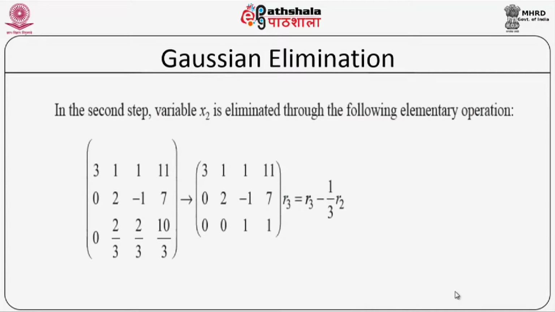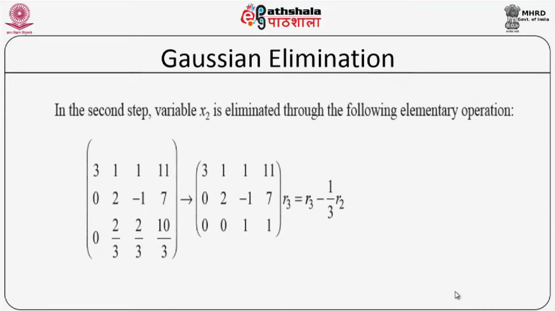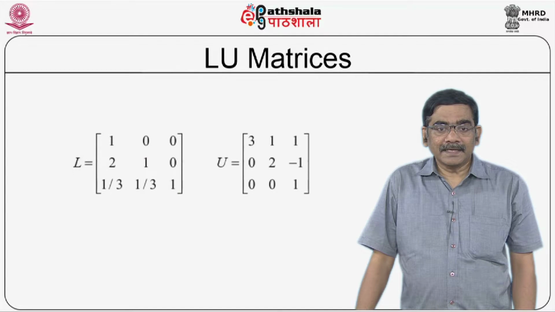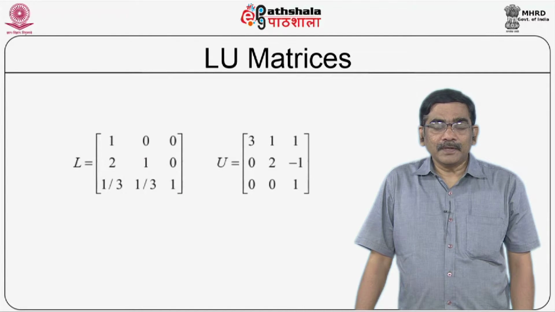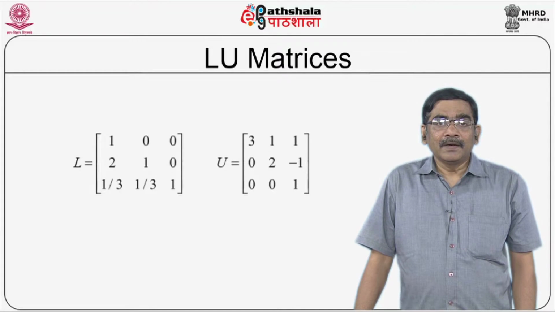So, what is the multiplier? You can see that the multipliers that we use to eliminate 6 and 1 of the other equations are 2 and 1 by 3, and similarly you can see that we have used a multiplier of 1 by 3 to eliminate 2 by 3. So, now you can see that by substituting the multipliers and by keeping all the diagonal elements as 1, we are getting a matrix of L.